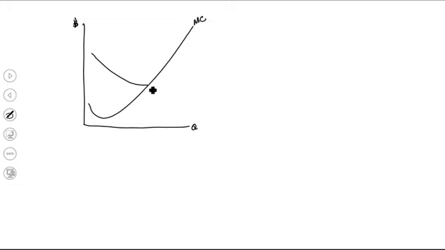So let's draw a pretty good sized cost curve. All right. So my hook-shaped marginal cost, my U-shaped average variable cost, it gets cut by marginal cost at its minimum. Oops, it's ugly. And my average total cost. All right.